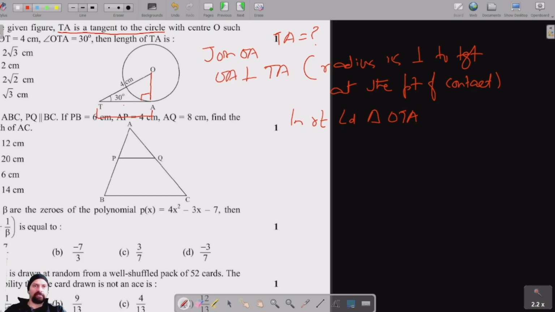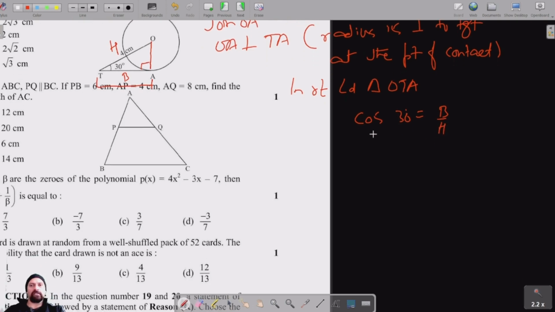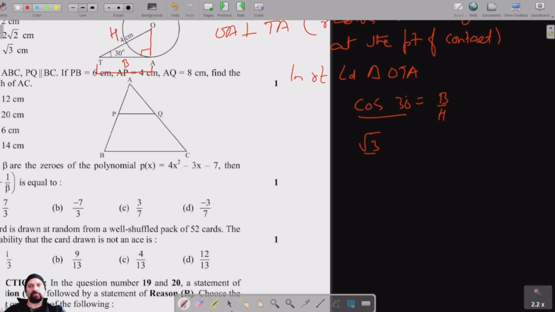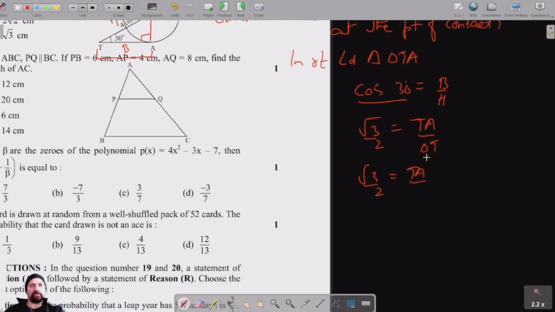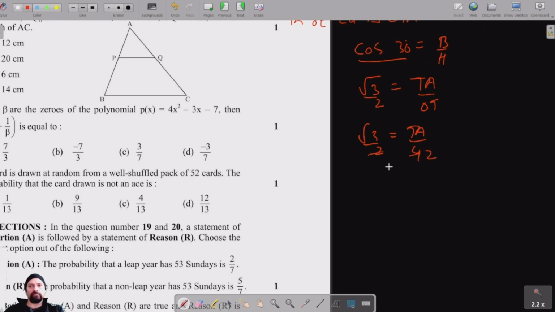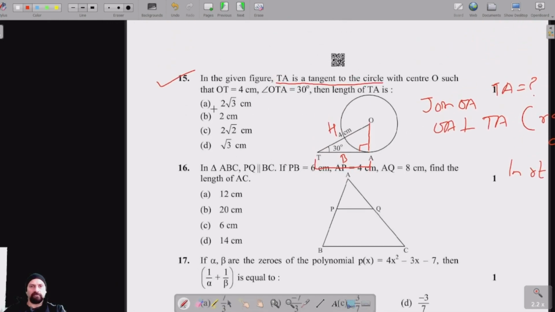So for this angle, this is base and this is hypotenuse. So we are going to use the T ratio cos θ is equal to B by H. Cos 30 is root 3 by 2. Base is TA, hypotenuse is OT. So root 3 by 2 is equal to TA by OT, which is 4. So 2 2s are 4, and this gives us the tangent's length, which is 2 root 3 centimeter, which is the option A.